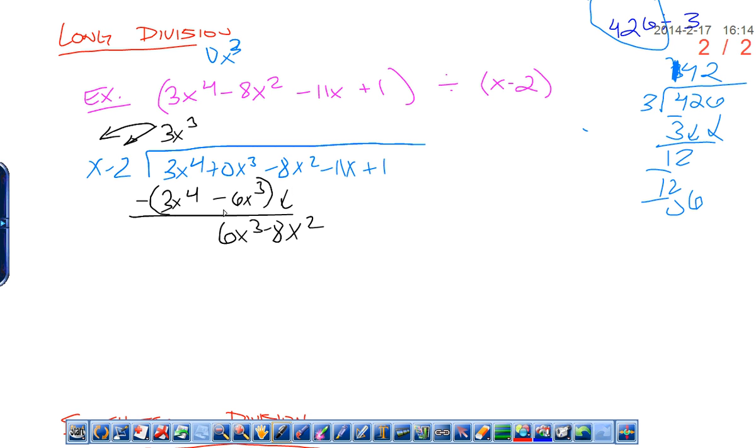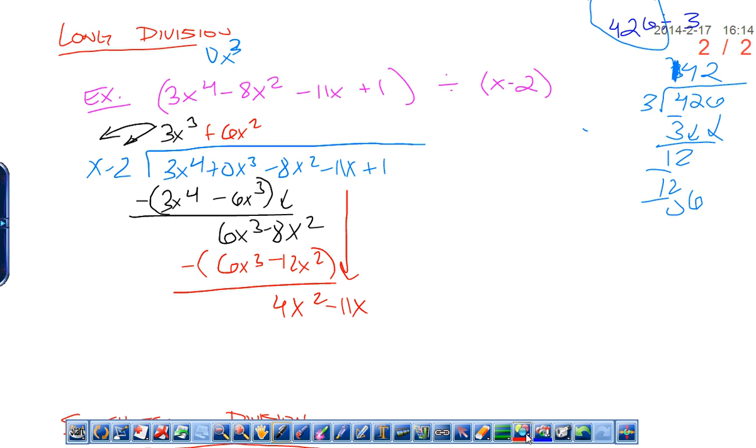What times x gives us 6x cubed? Positive 6x squared. So I multiply that times both of those. So I get 6x cubed. Once again, those should be canceling out when I subtract. And then minus 12x squared. So those cancel out. I got negative 8, and then minus negative turns to a positive 4x squared. Bring down negative 11x. Okay, hopefully you're catching the pattern here.